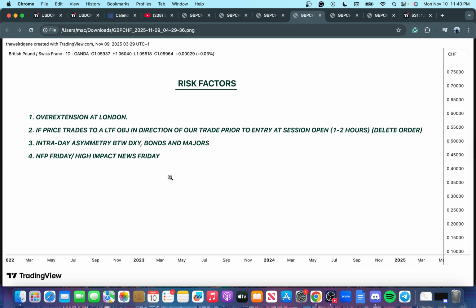So a modification to the model here is that it is also a no trade, right? So for overextension, it is no trade. For this, it is a no trade. For intraday asymmetry between dollar, bonds, and majors, it is also a no trade on the majors, right? So if you are trading the majors, then this is a no trade. And obviously number 4 is NFP Friday or High Impact News Friday. Now this one specifically is not a no trade, but essentially it is important to be aware of this being a risk factor.